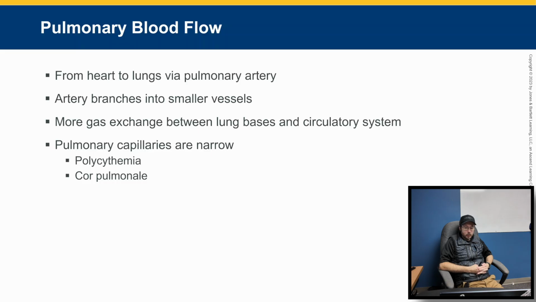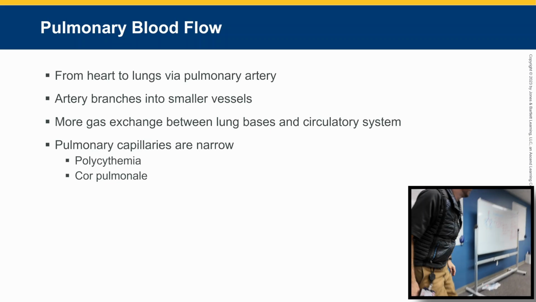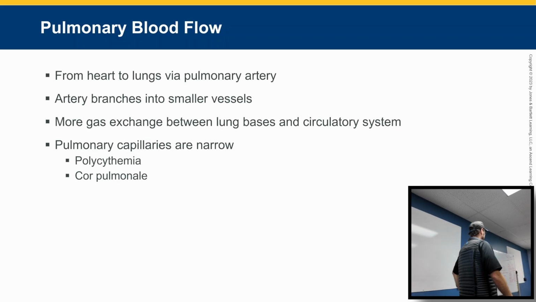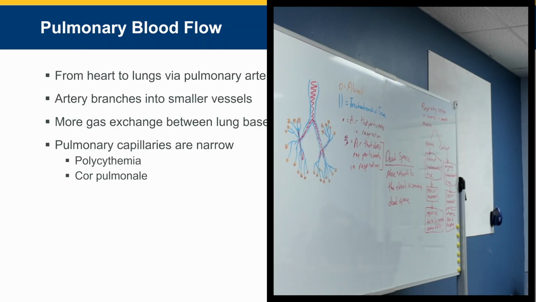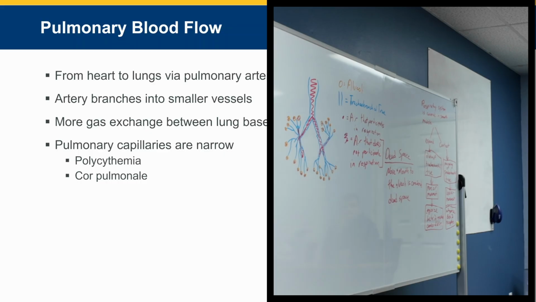Then we have cor pulmonale. All right. So cor pulmonale is a term used to describe right-sided heart failure from COPD. So it's not just right-sided heart failure, it's right-sided heart failure specifically from COPD. I'll give you a little example of how that works here real quick.